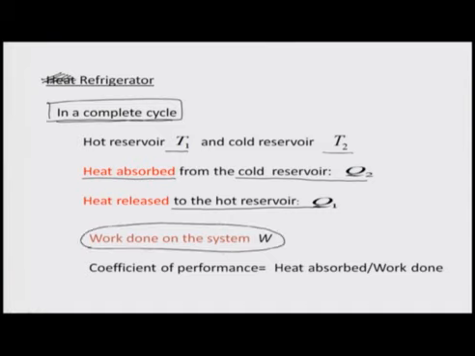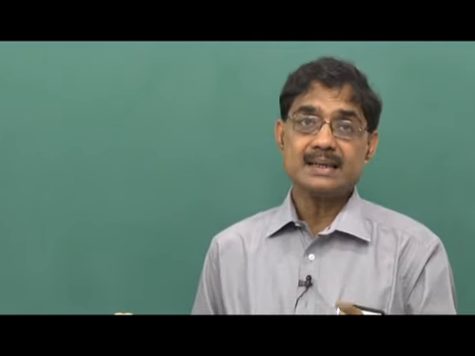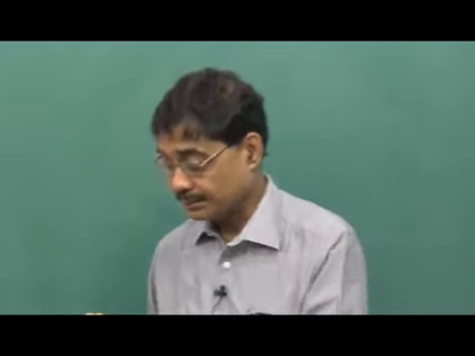Okay. Please note, work done on the system, in a complete cycle, is W. So, one can define a coefficient of performance, heat absorbed by work done. So, heat absorbed from the cold reservoir, heat released to the hot reservoir. This difference with the heat engines one should bear in mind. Furthermore, this time I am not getting work out of the system, rather work is done on the system.